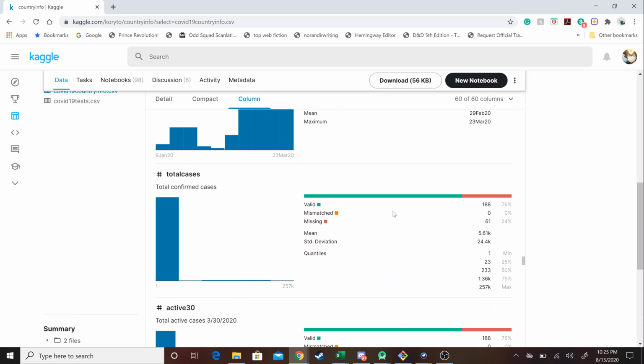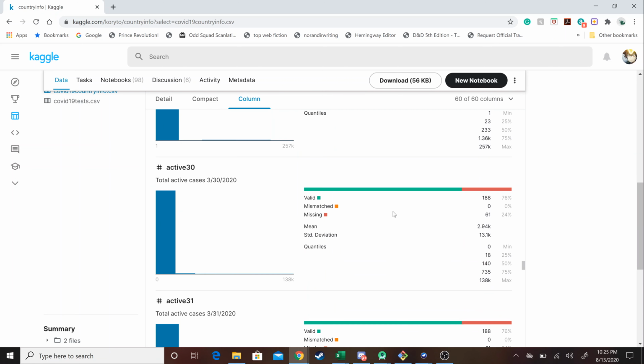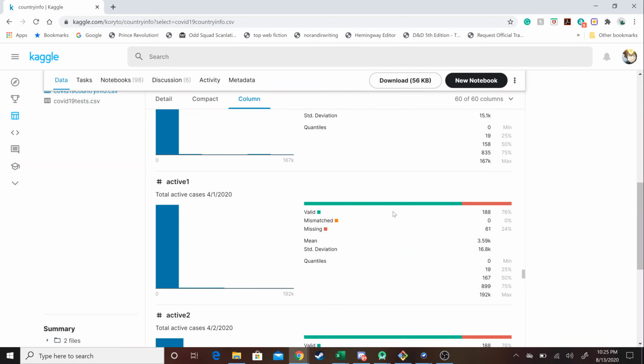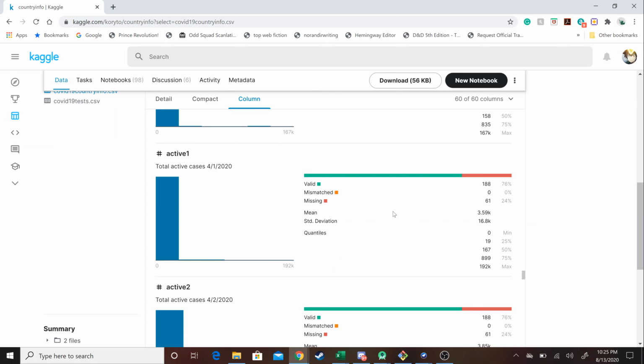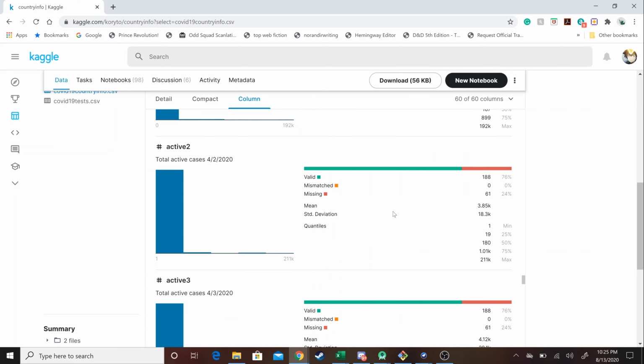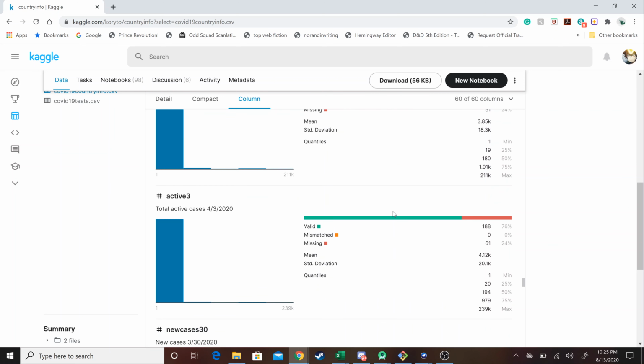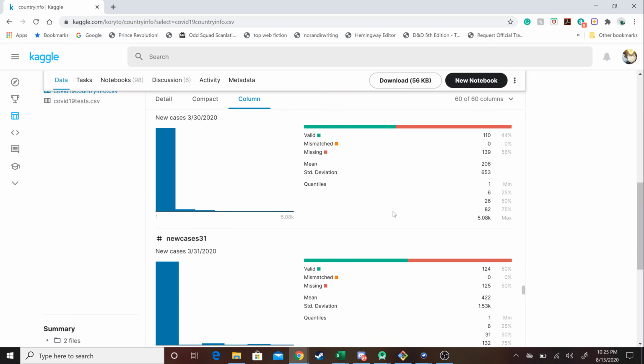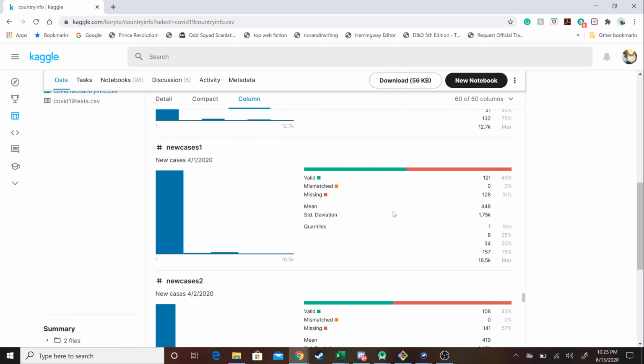The total number of confirmed cases in the country. Total active cases as of 3/30/2020. The total active cases as of 3/31/2020. Total active cases of 4/1/2020. Total active cases of 4/2/2020. And total active cases of 4/3/2020. Same thing for new cases for these dates.